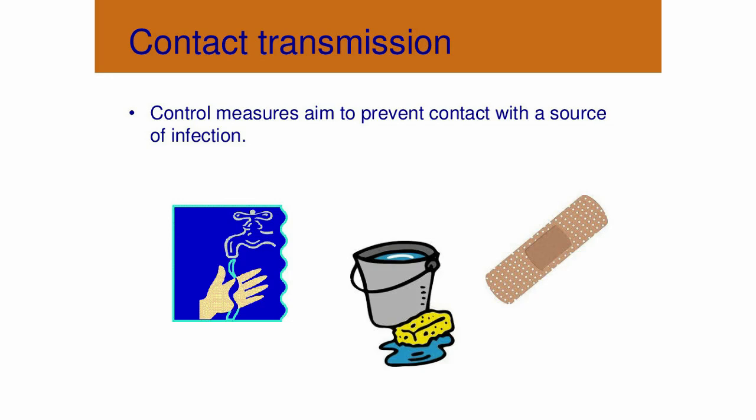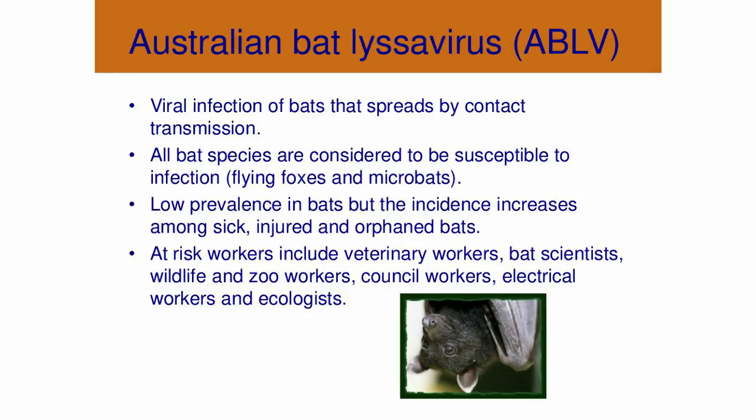Many of these control measures are getting plenty of airplay at the moment because the virus that causes COVID-19 spreads by contact transmission as well as droplet transmission, which we'll discuss shortly. So an example of a zoonosis that spreads by contact transmission is Australian bat lyssavirus. It's commonly referred to as ABLV.